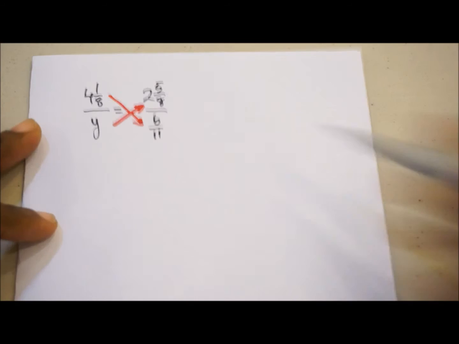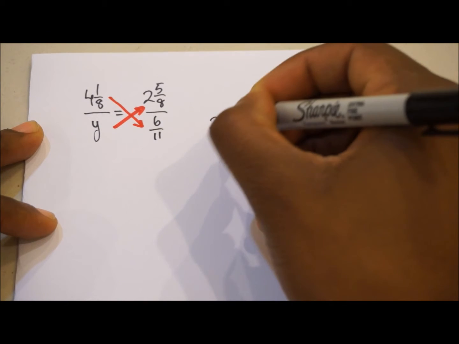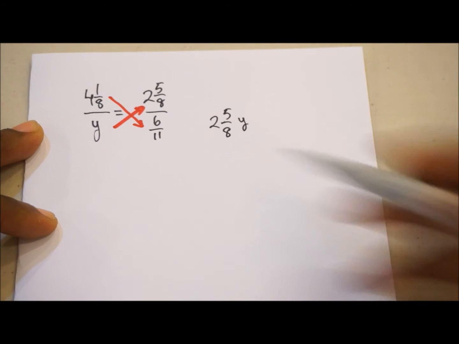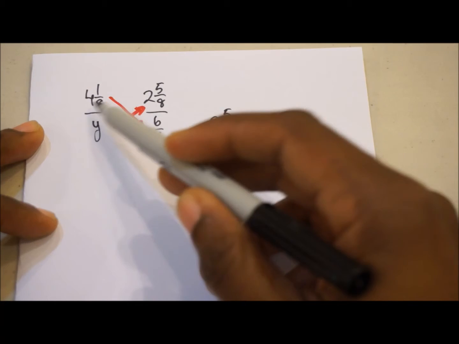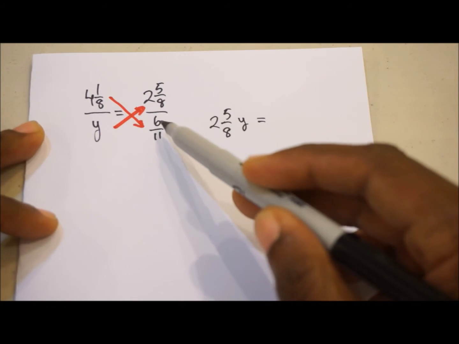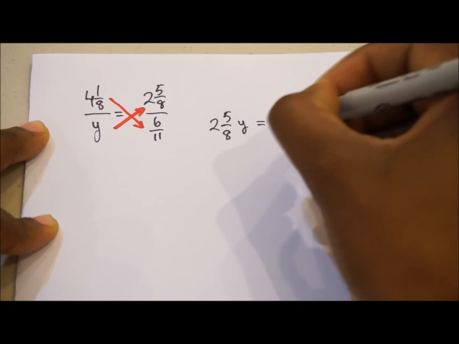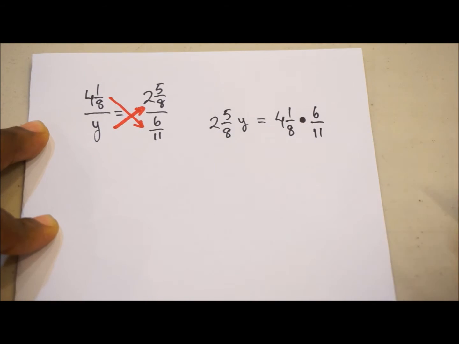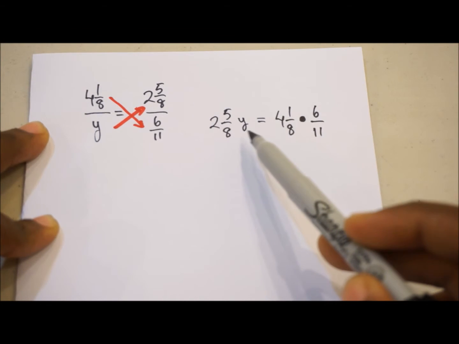So y times 2 and 5 over 8 is the same thing as 2 and 5 over 8 y. Remember, I have an equal sign, so I place back that equal sign. And then 4 and 1 over 8 multiplied by 6 over 11, I will write it again, 4 and 1 over 8 times 6 over 11. Remember what has to happen here. We need to get y by itself. We need to isolate the y.